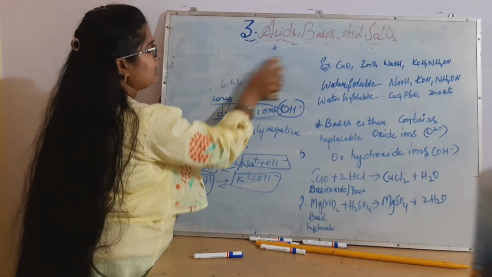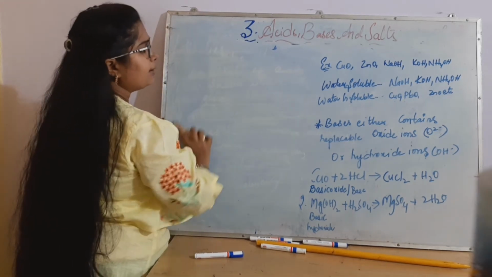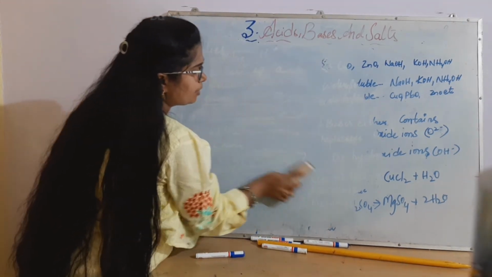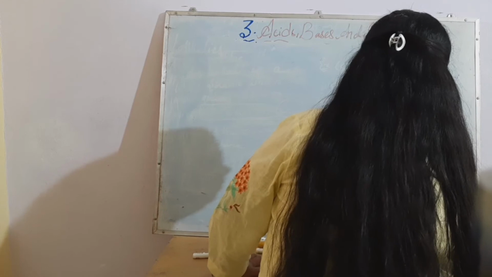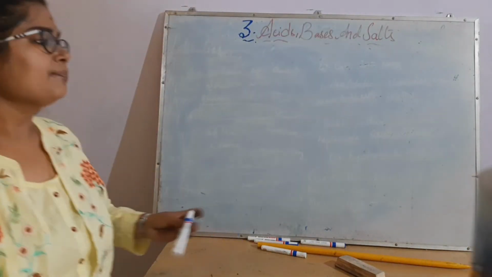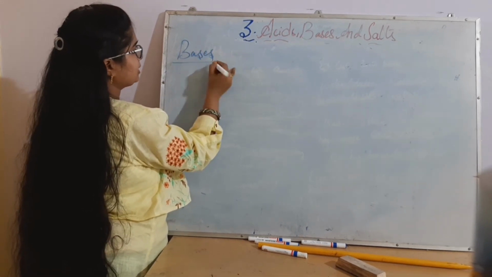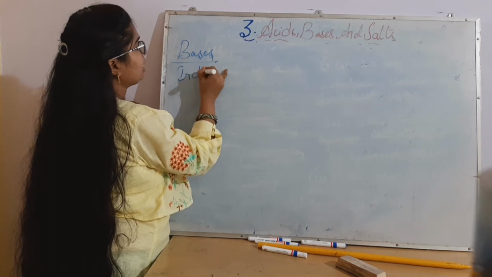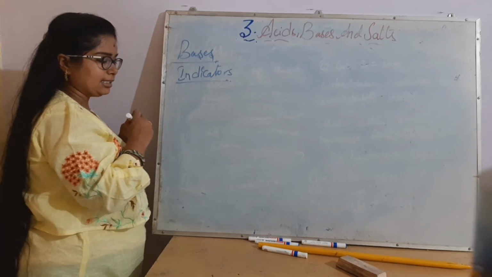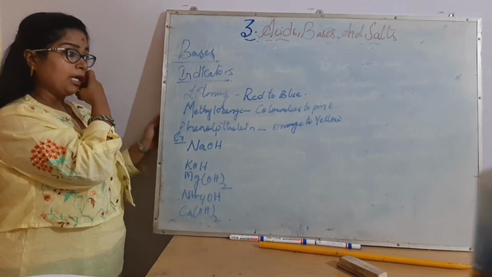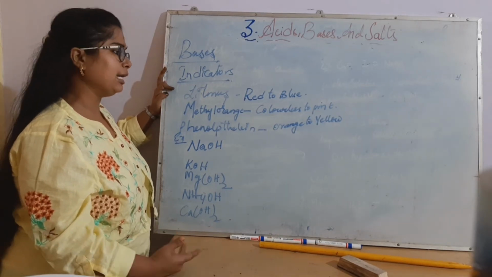So the bases are bitter to taste. They release OH minus ions when they are mixed with water, in aqueous solution. Bases are bitter to taste. They turn indicators, I told you. Indicators are those which tell which are bases and which are acids. Indicators change their color when they are added to a base or an acid, isn't it?